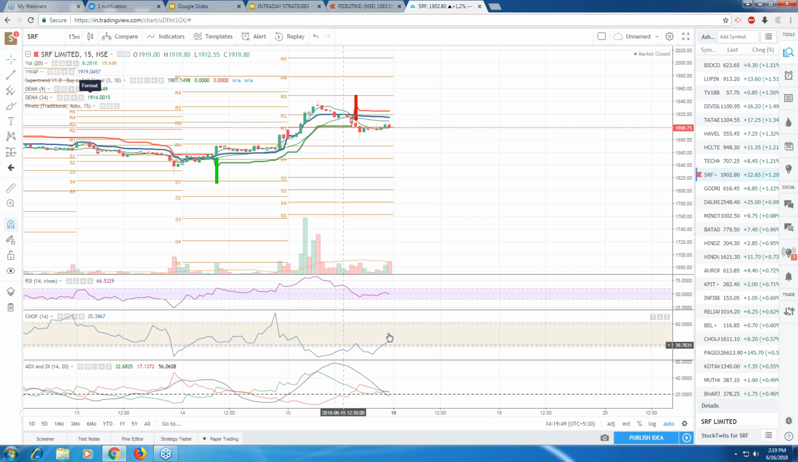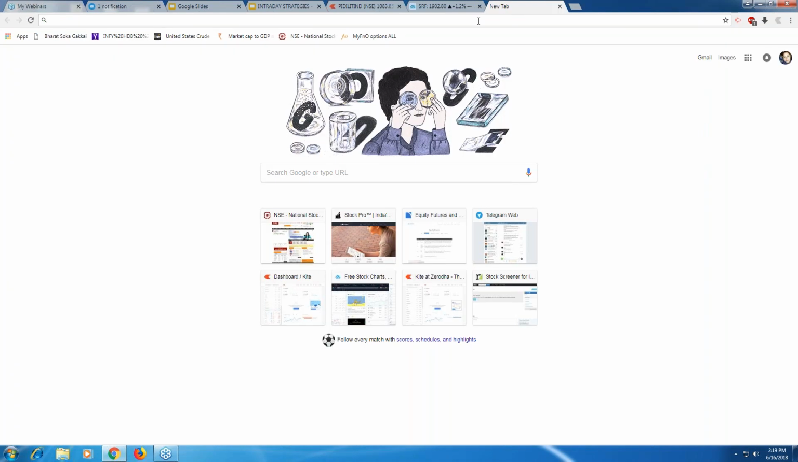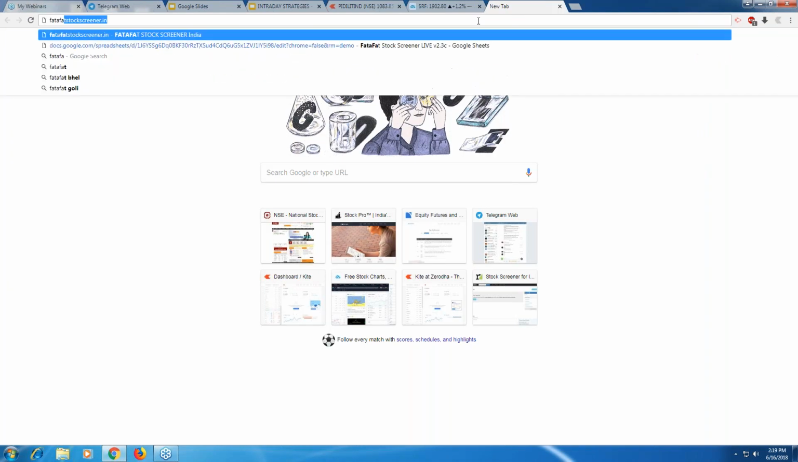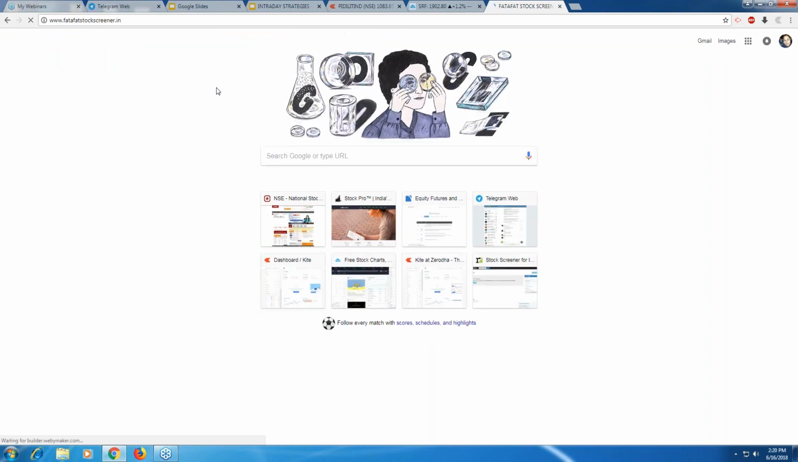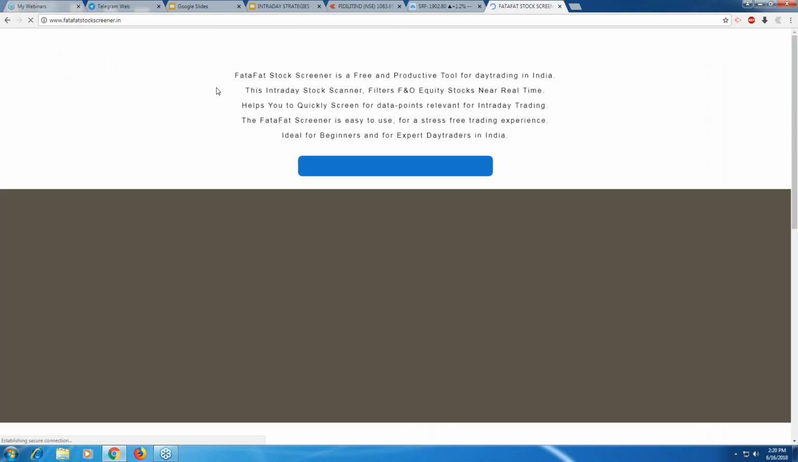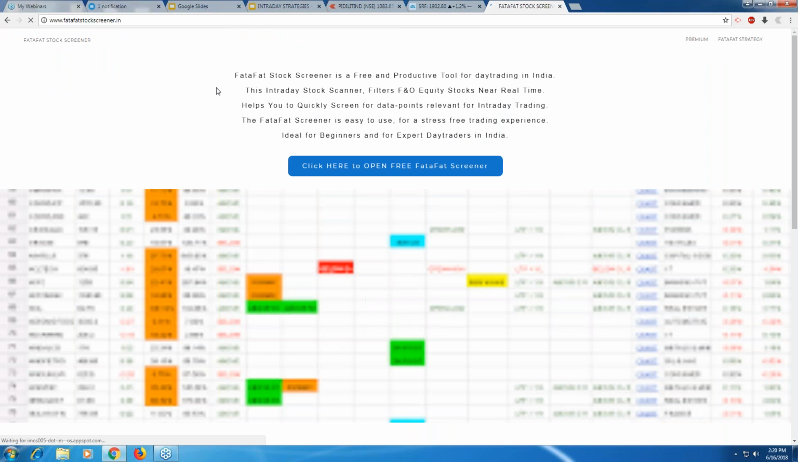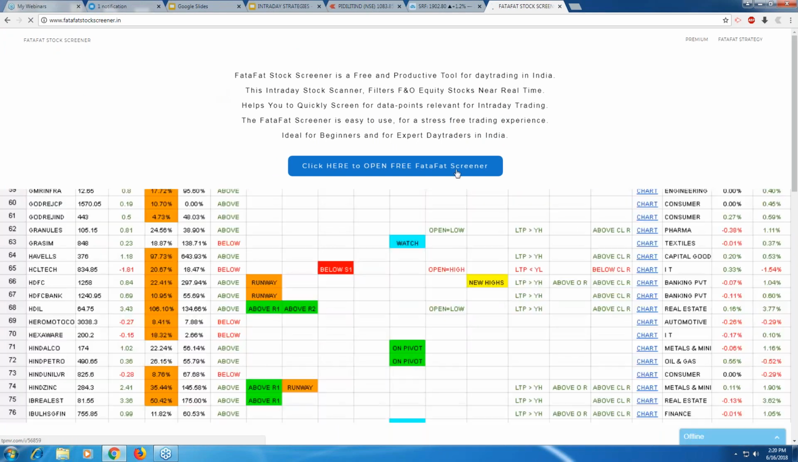Okay. Another way to find out the volumes is to go to the Fatafat screener. You can see where the huge volumes are coming up. You have to check the volumes, and please remember, RSI gives you the idea whether the stock is going to have a breakout in the upper direction or in the downward direction.